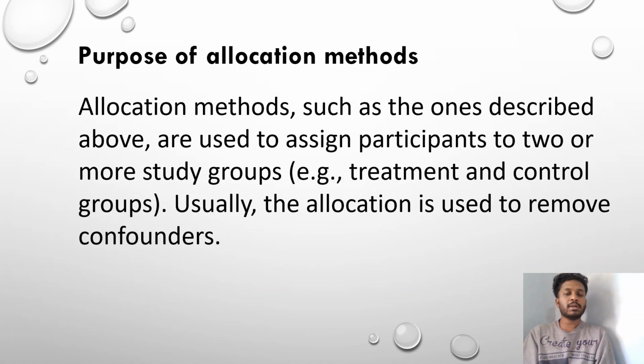Purpose of allocation method. Allocation methods such as the ones described above are used to assign participants to two or more study groups. Usually the allocation is used to remove confounders.